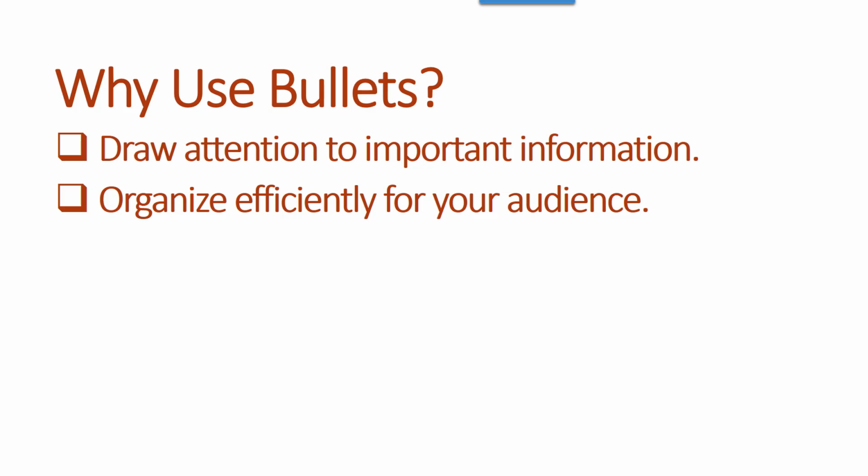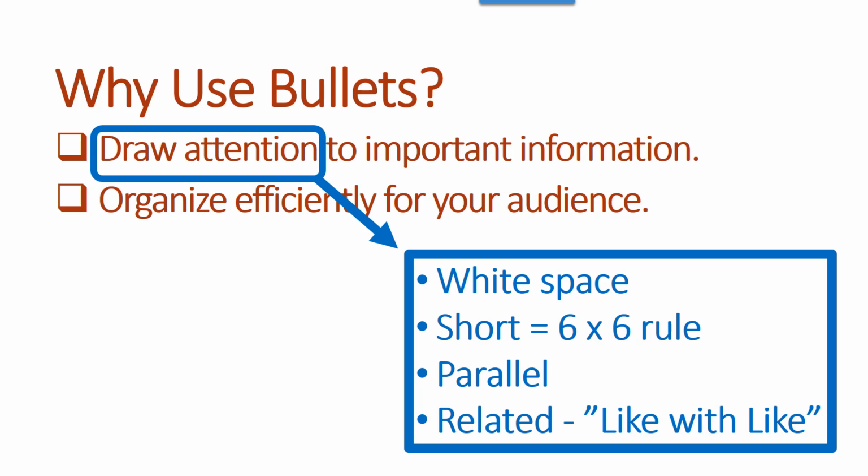So here's a common question students ask. Should I use bullets or numbers? Why do you use bullets? You want to draw attention to important information, and you want to organize efficiently for your audience. So what does that mean? Use bullets with white space. So please don't add bullets and decrease white space. Some of you are making your headings have no white space before them. That's a problem. You need to rethink how you're summarizing and what's important there.